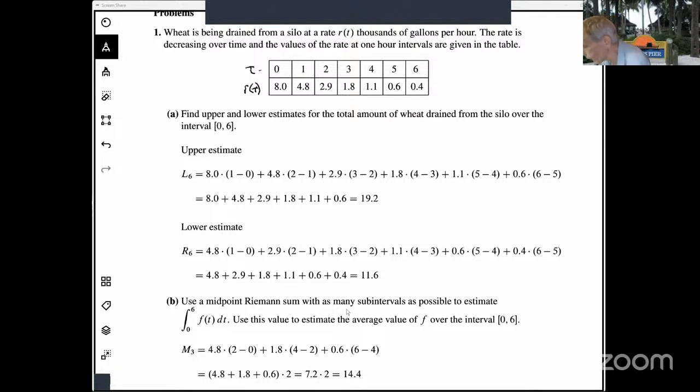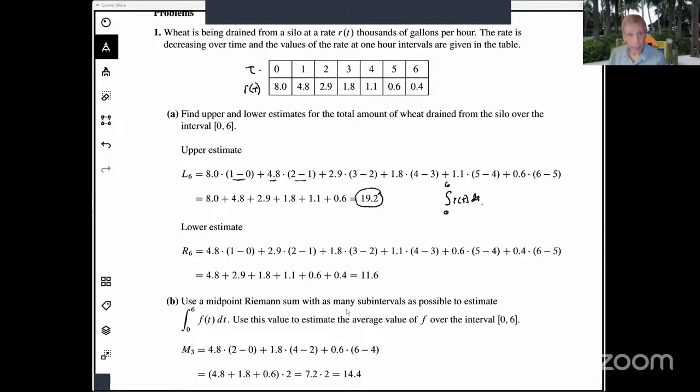So value at the left-hand endpoint times the width of the subinterval. Next subinterval, value at the left-hand endpoint, width, and all the way down the line. Multiply, add all of those up, and I got 19.2. So that's an estimate of the total amount of wheat drained from the silo over the interval 0 to 6. And really, I should probably write this too, Curtis. This is an estimate of the definite integral from 0 to 6 of R of t dt. It's an upper estimate because R is a decreasing function.